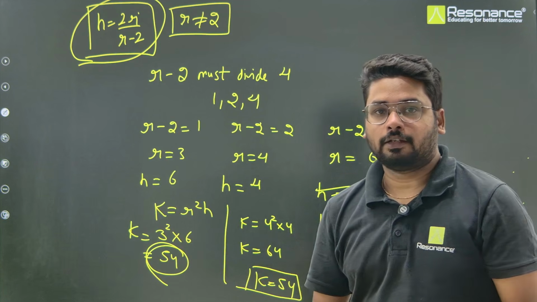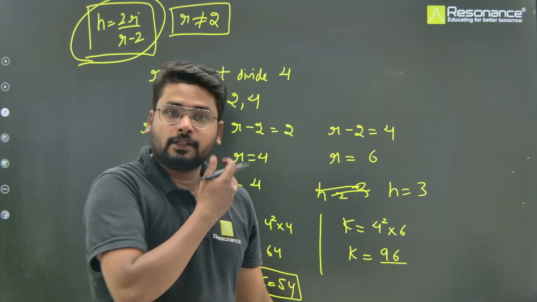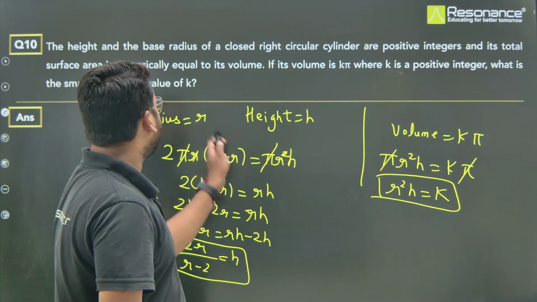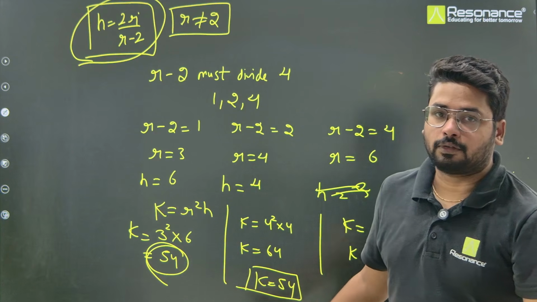Okay. Now we move to the next question. So the sir will join for remaining questions. So the correct answer is this. Because in the question it is mentioned that we have to find the smallest possible value of k. So correct is 54.